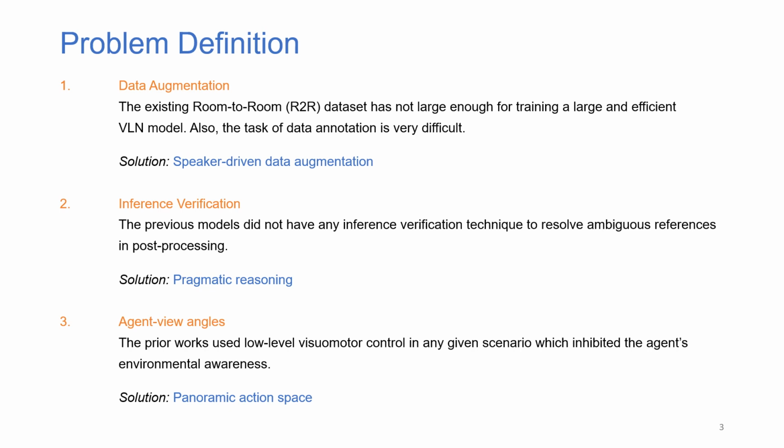Their room-to-room dataset was not actually large enough to accommodate both computer vision and NLP model training. So this process actually improved the performance of the overall model. Secondly, they introduced pragmatic reasoning, which in layman's terms is a post-processing technique to resolve the ambiguous references provided by the base model. And thirdly, prior works used low-level visual motor control in a given visual scenario.